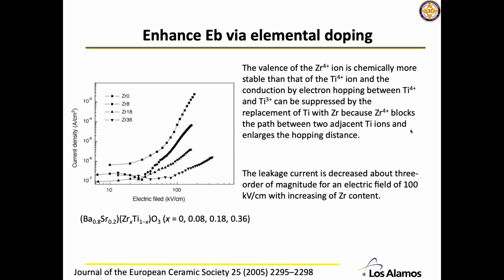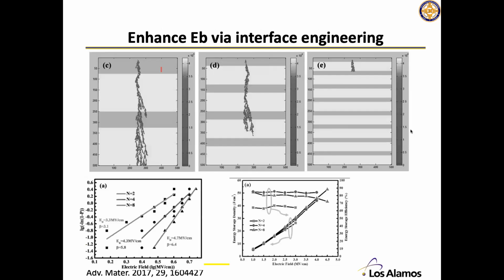Another approach is using doping to increase the breakdown field. As you can see in this work, they doped zirconium, and in some optimized doping conditions, they can reduce the leakage current a lot. We can also take advantage of this kind of doping in our films. Of course, there's another example people reported using an interface to reduce the leakage.